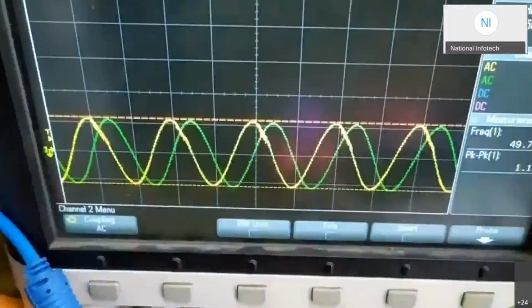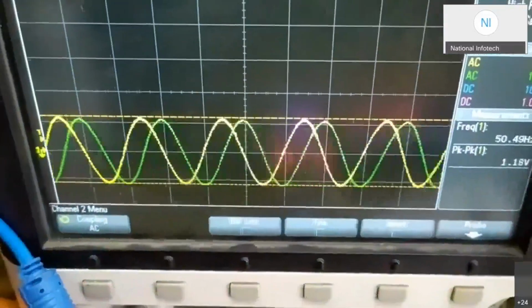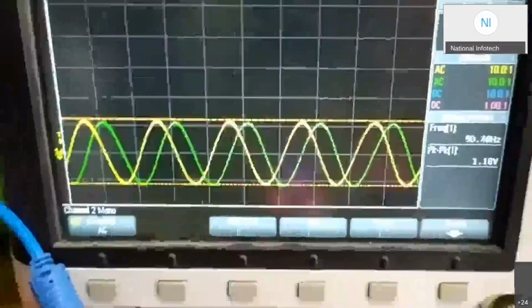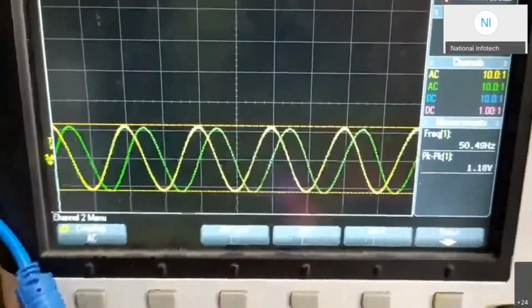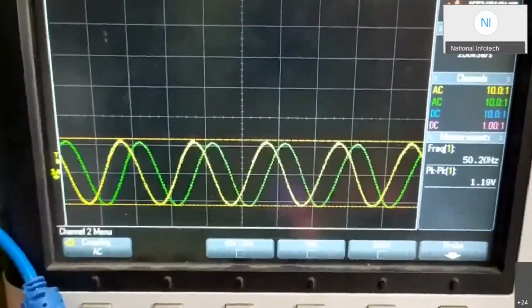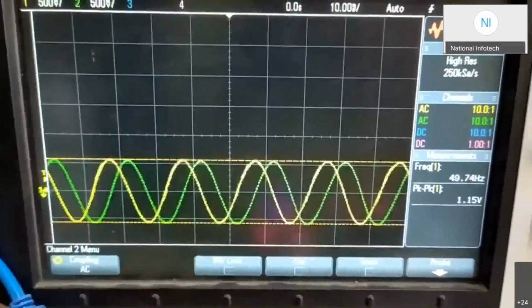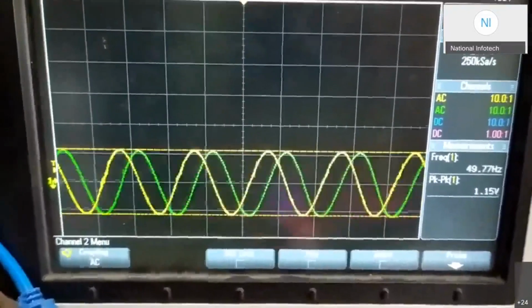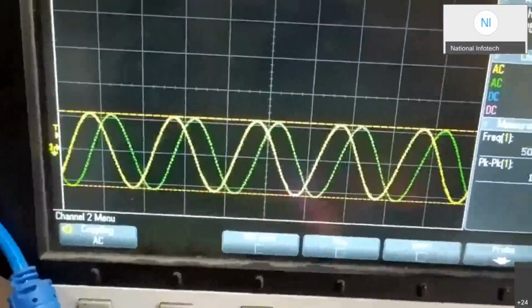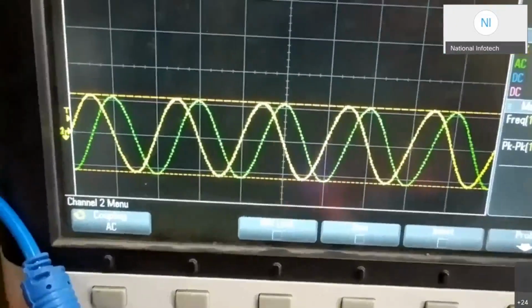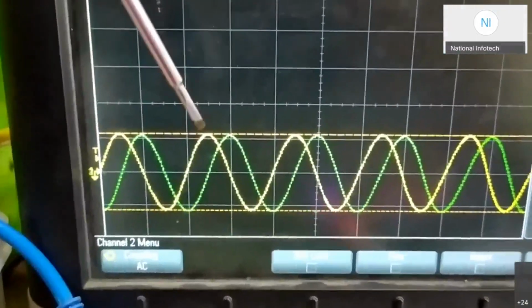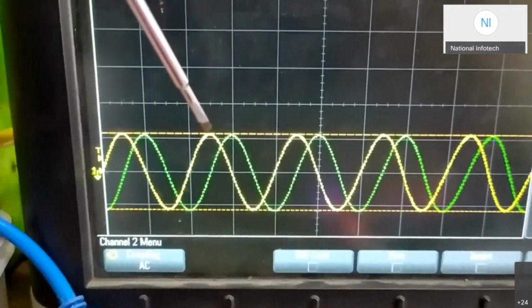So right now V alpha and V beta are clearly visible here. It has some peak to peak magnitude of 1.17 and the frequency is 50. The yellow one is V alpha. If I pause it, then it will be easier to understand. So here, this yellow one is V alpha.